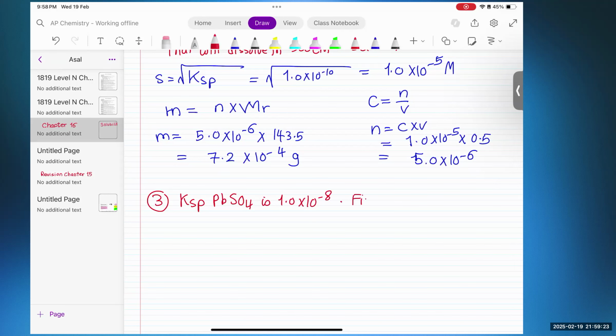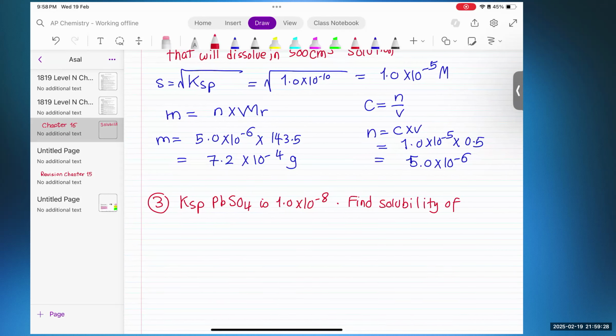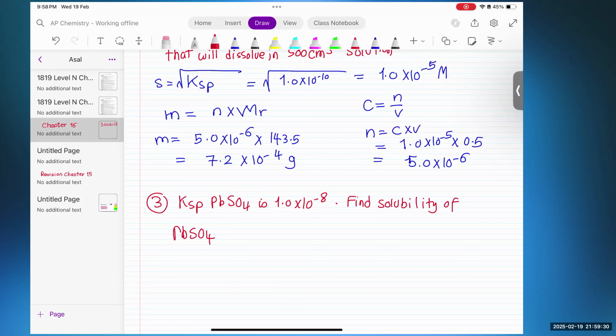Find the solubility, so find S of lead sulfate in 0.010 molars of lead nitrate solution. So this is the lead sulfate, and I have tried to dissolve this lead sulfate in a solution of lead nitrate to see how much it is soluble. So let's have a look how I will do like that.